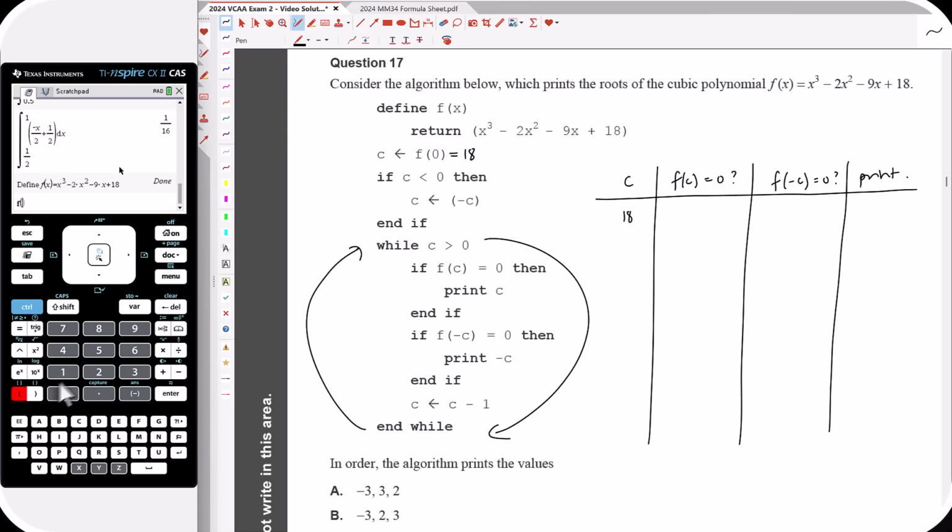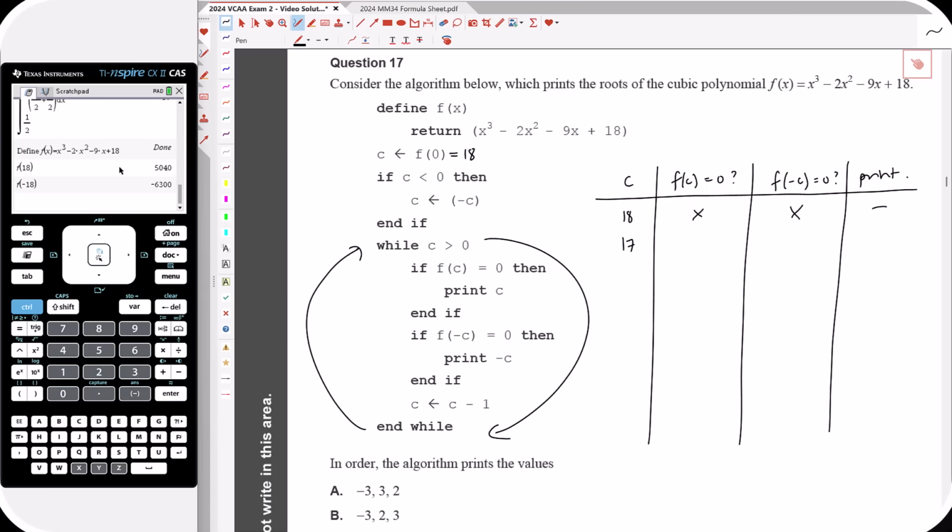Okay, so f at 18. Definitely not 0. So we can skip over this first if statement. If f of negative c equals 0, so f at negative 18, also not 0. So we can skip over that if statement, so we're not doing any printing. We're now going to subtract 1 from c, so we get to 17.